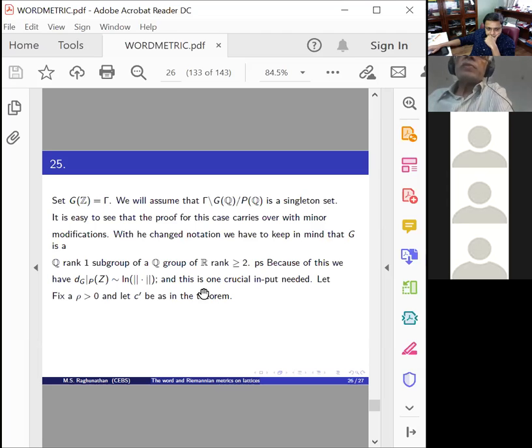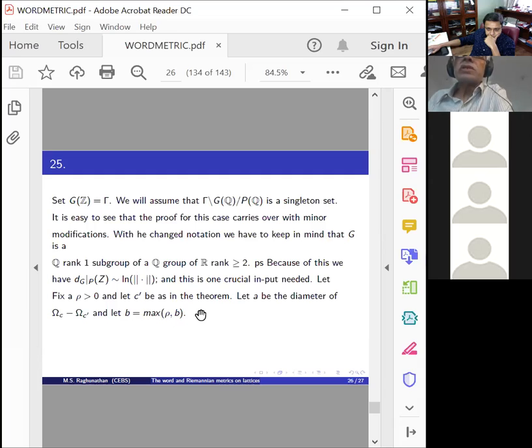Fix rho greater than 0 and C prime be as in the theorem. The C prime is the one which determines when a gamma is forced into a parabolic subgroup. A gamma which takes a Siegel set into a translate Siegel set that intersects with it again non-trivially, that kind of thing is determined by the C prime. Let A be the diameter of omega C minus omega C prime, and B equal to max of rho and A. Rho is something which you fix, remember, in the theorem.